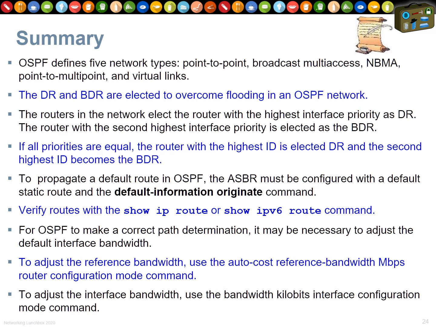Make sure you set your reference bandwidth. If you don't set your reference bandwidth, your router won't be able to tell the difference between 100 meg, 1 gig, 10 gig, and 100 gig. It'll think they're all the same speed. So you've got to adjust that reference bandwidth.